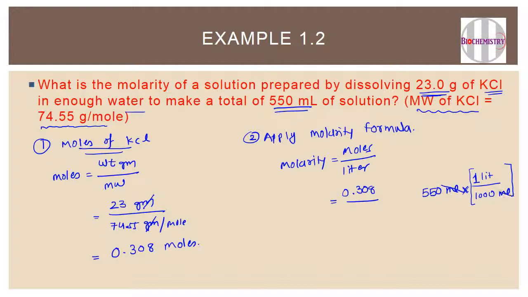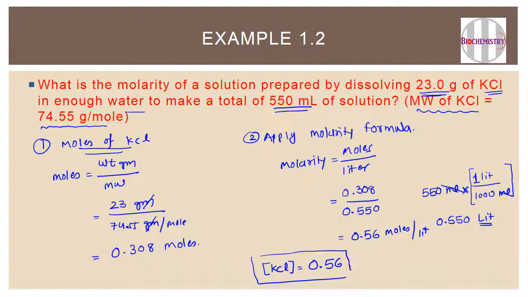So here ml cancels out, so 0.550 liter. We can use this liter unit over here, so 0.550 liter, and this makes our answer 0.56 moles per liter. So we can simply write KCl is equal to 0.56. This is our answer. For all practical purposes, for making different kinds of solution in the laboratory, you can always apply this logic.